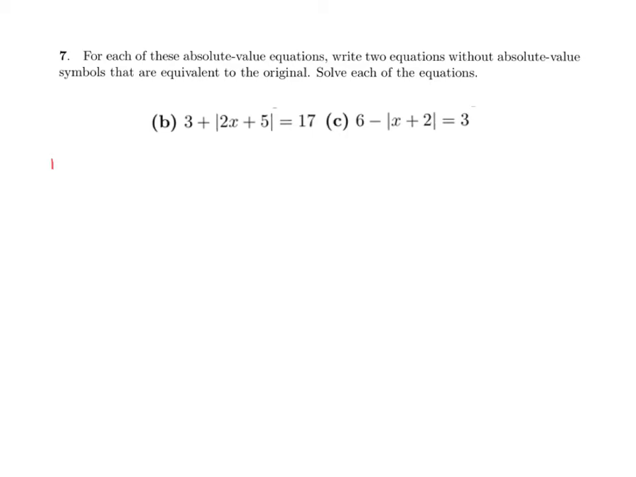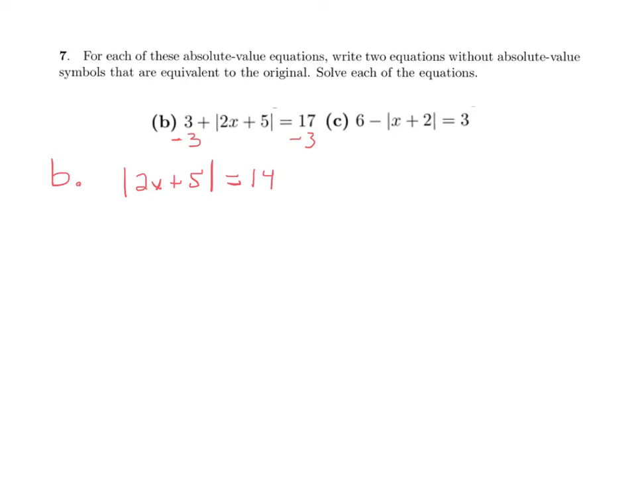So for B, when we solve absolute value equations, we want to isolate the absolute value first. So on B here, if I subtract the 3 from both sides, I would end up with absolute value of 2x plus 5 equals 14. Okay, and we want that absolute value to be all by itself on one side. And it is. Now we want to get rid of the absolute value bars.